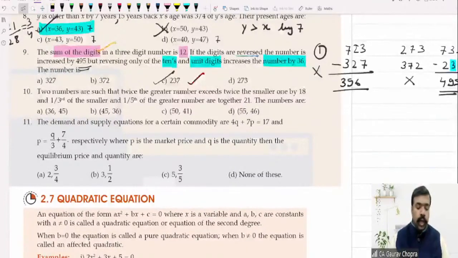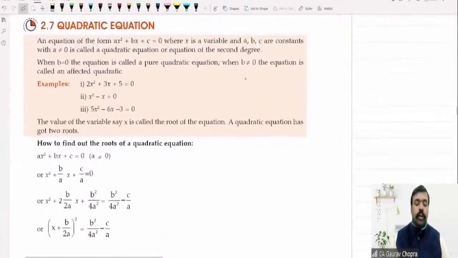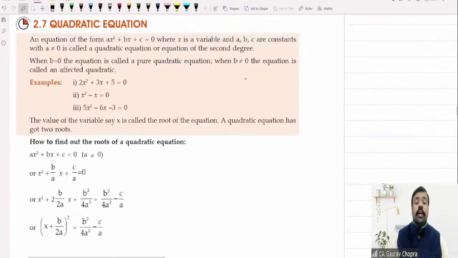That is completed now, and now we are starting with the quadratic equation. Now, let us understand this. What is a quadratic equation? When we are talking about any equation which has the maximum power of 2, it is known as the quadratic equation.